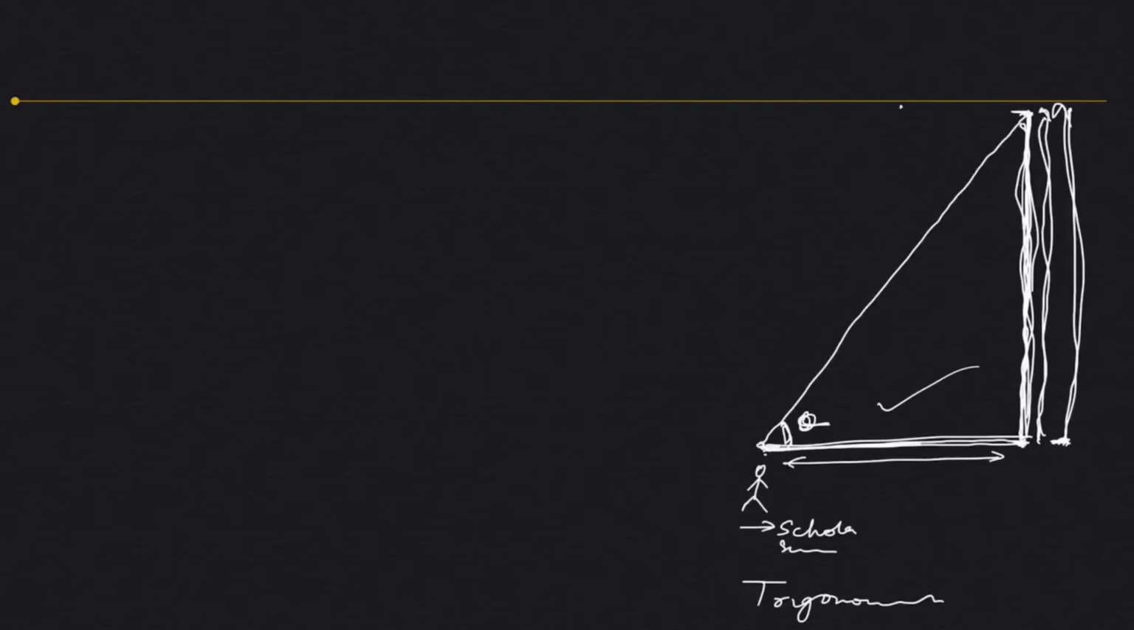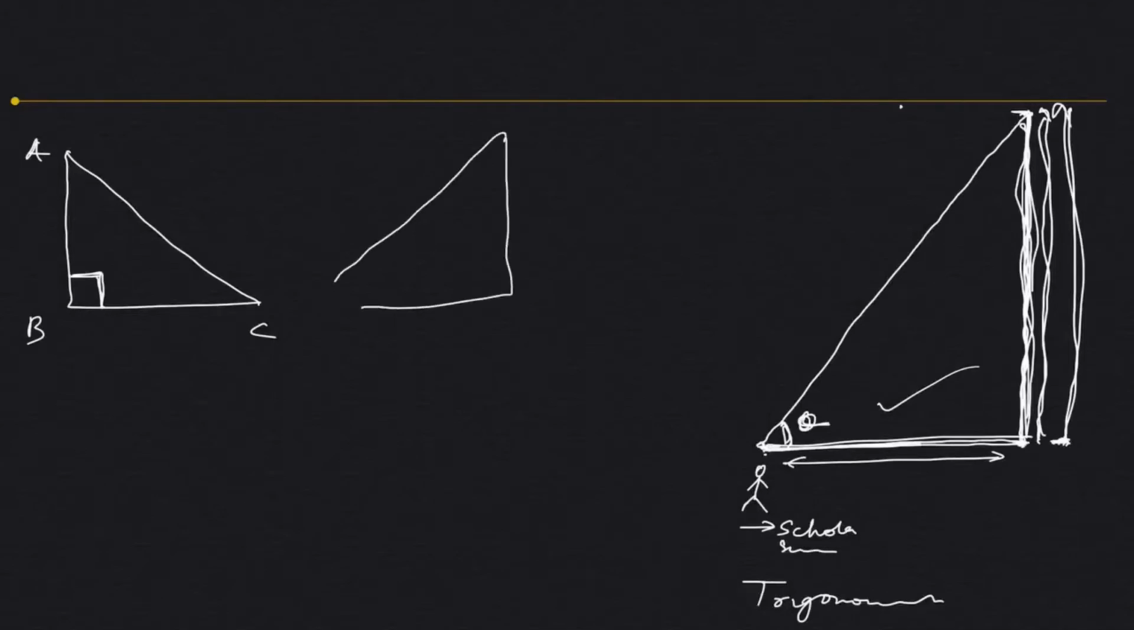Now I'll give you some ideas how to solve this. Trigonometry always involves a right angle triangle, meaning a triangle where one angle is 90 degrees. It can either be like this or it can either be like this, in any way. Okay, the right angle can be here, can be here, it doesn't matter.